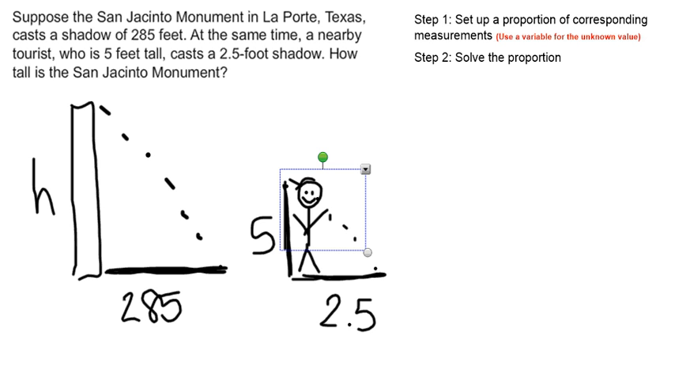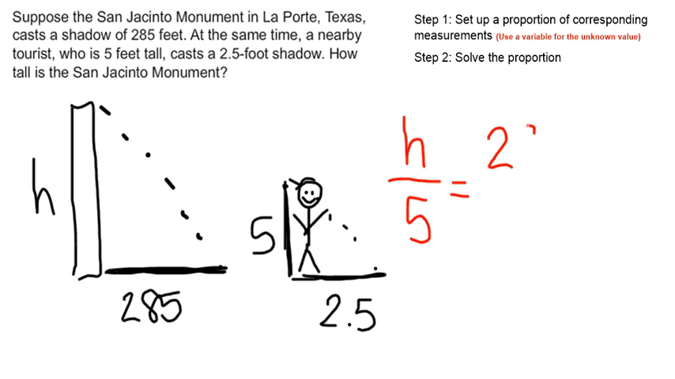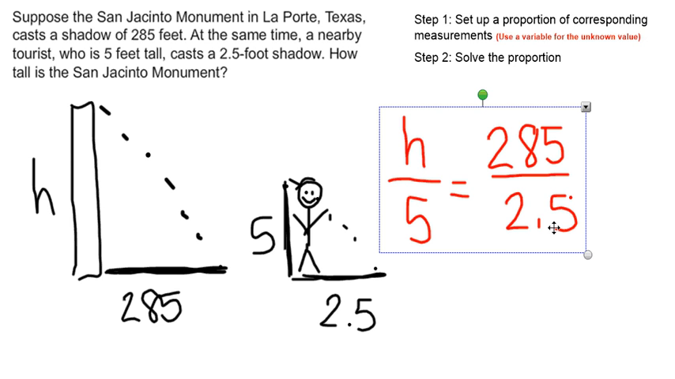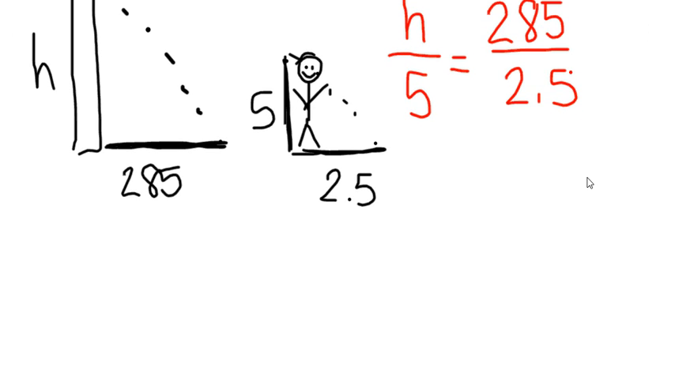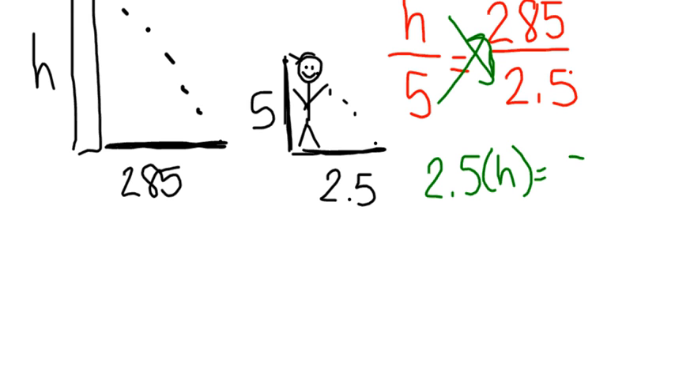And then we're just going to finish off the little triangle here. All right. So now what we're going to do is set up our proportions and then solve them. So like I said, the heights correspond to the heights and the shadows correspond to the shadows. So we have an unknown height h for the monument, 5 feet for the tourist. The shadows are 285 feet for the monument and 2.5 feet for the gentleman. Now all we have to do at this point is cross multiply and solve. So we have 2.5 times h, and then we have 5 times 285.